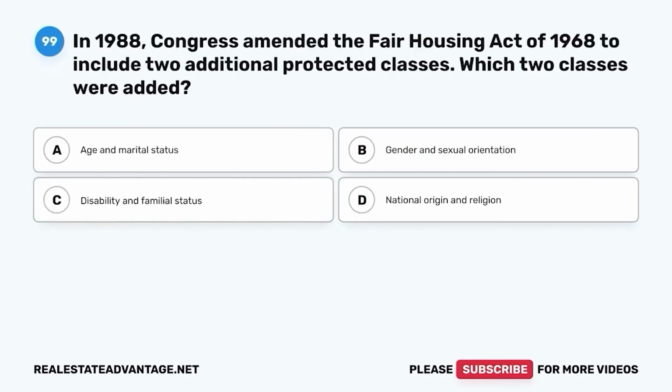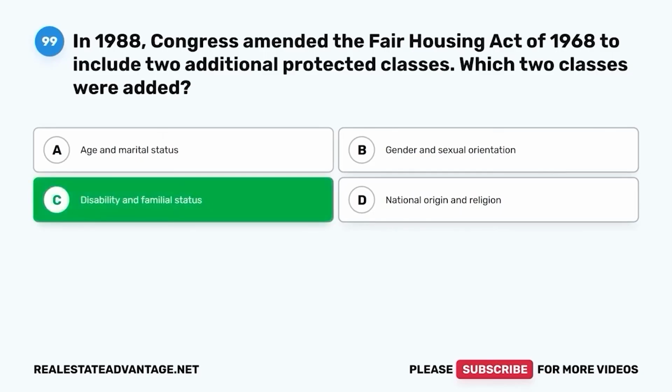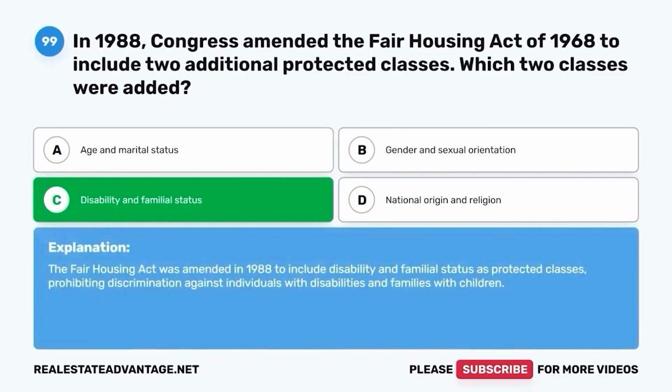Question 99. In 1988, Congress amended the Fair Housing Act of 1968 to include 2 additional protected classes. Which 2 classes were added? A. Age and marital status. B. Gender and sexual orientation. C. Disability and familial status. D. National origin and religion. The correct answer is C. Disability and familial status. The Fair Housing Act was amended in 1988 to include disability and familial status as protected classes, prohibiting discrimination against individuals with disabilities and families with children.